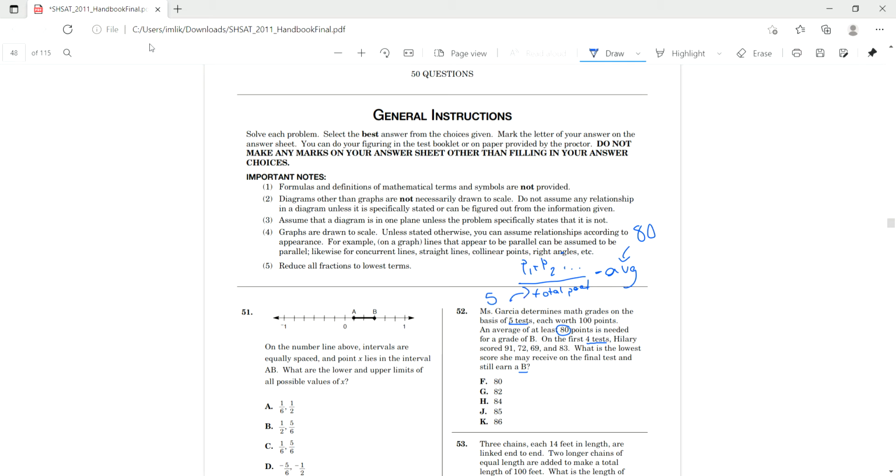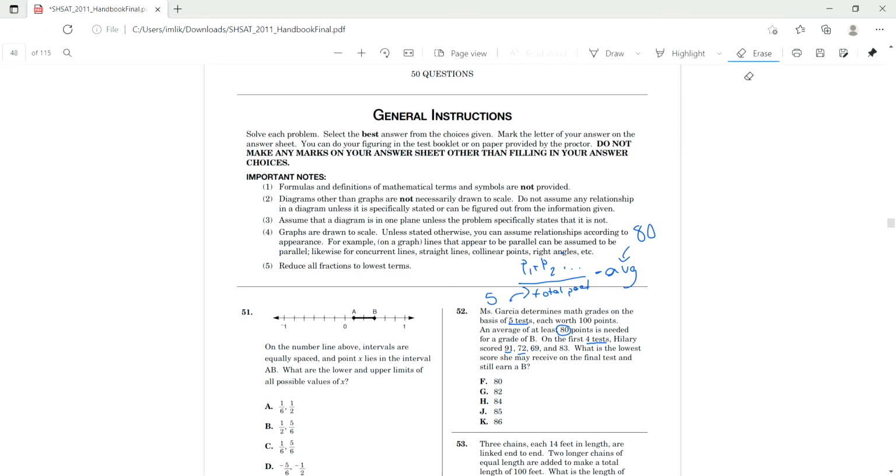And now we can look at our parts. Our parts are going to be her individual test scores, like 91, 72, 69, 83. So let's set up our formula now that we know where to put everything. Our part 1 is 91, plus our part 2, which is 72, plus our part 3, which is 69, plus our part 4, which is 83, and plus our, oh, this is too big. Sorry about that.